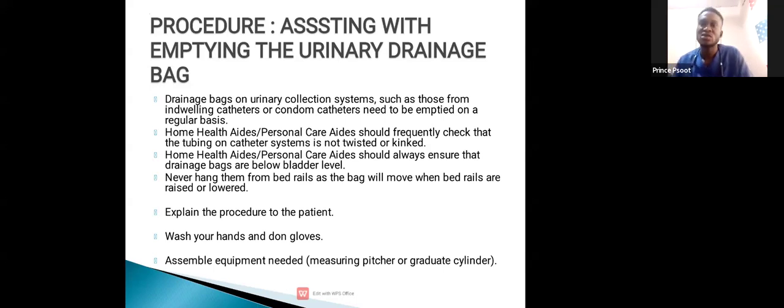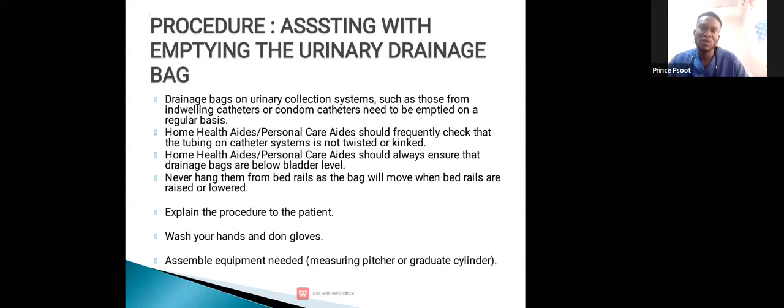Drainage bags on urinary collection systems, such as those from indwelling catheters or condom catheters, need to be emptied on a regular basis. So home health aides or personal care aides should frequently check that the tubing on the catheter system is not twisted or kinked. They should always ensure that drainage bags are below bladder level. Never hang them on bed rails, as the bag will move when the bed rails are lowered or raised.